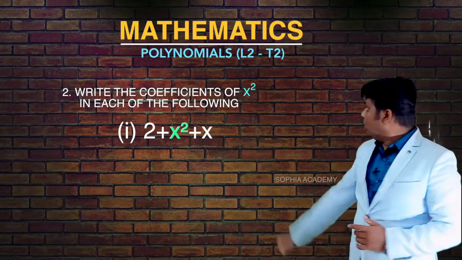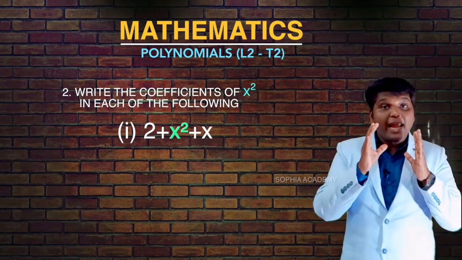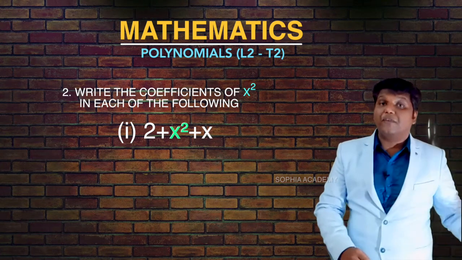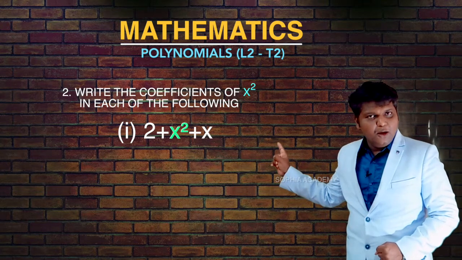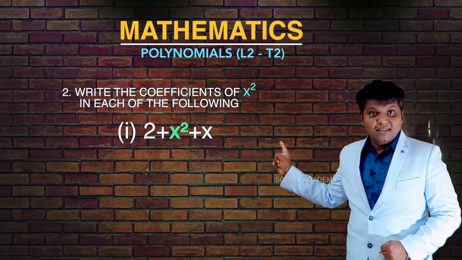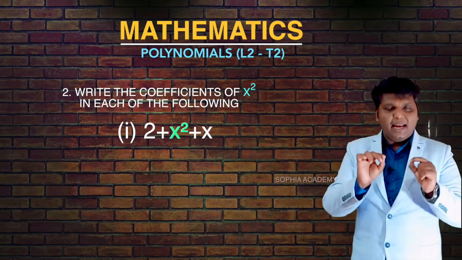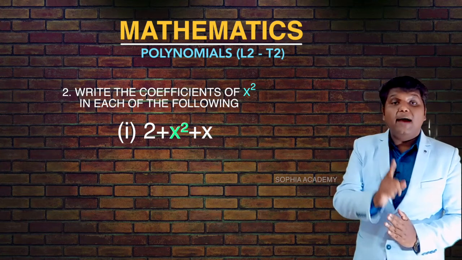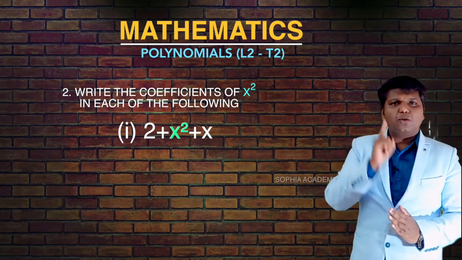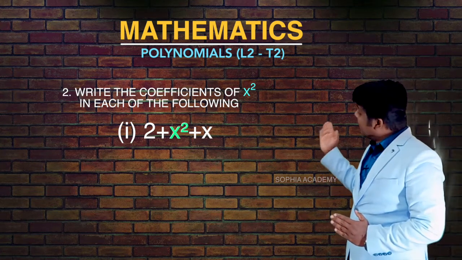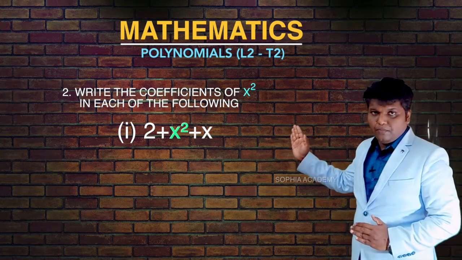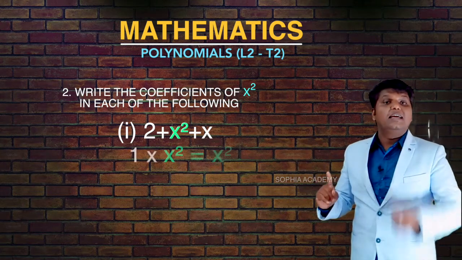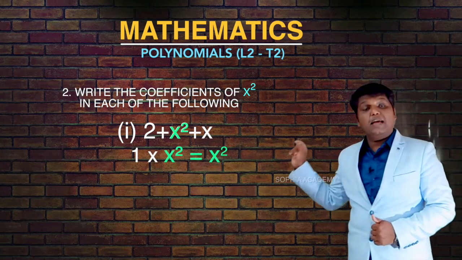Your eyes should focus on the term x square only, because we want to find the coefficient of x square, not the coefficient of x. Even though an x is there, our question is to find the coefficient of x square. Now, is there any number lying in front of x square? No, nothing is written. If nothing is written, it is 1. So the coefficient of x square is 1.